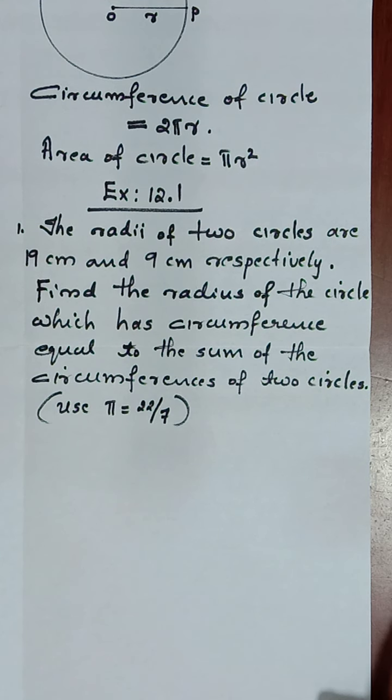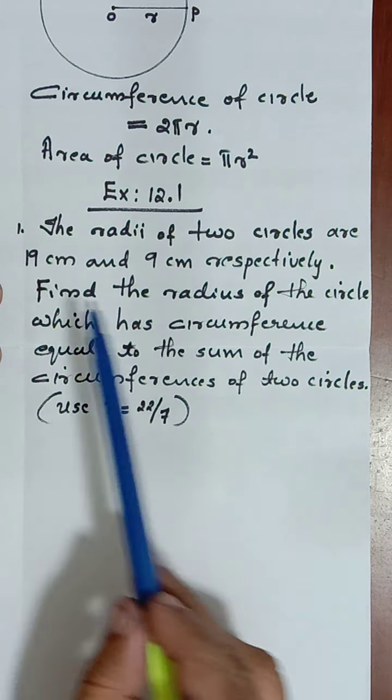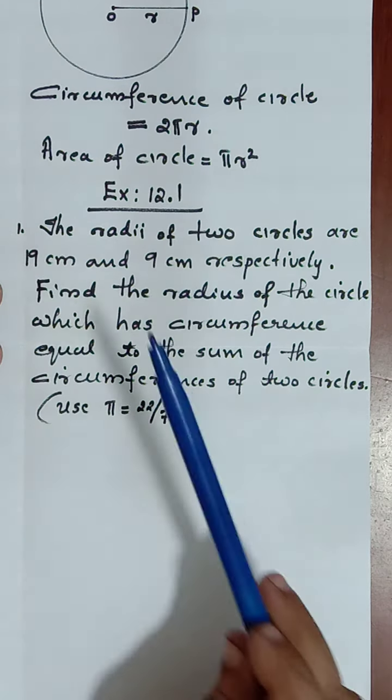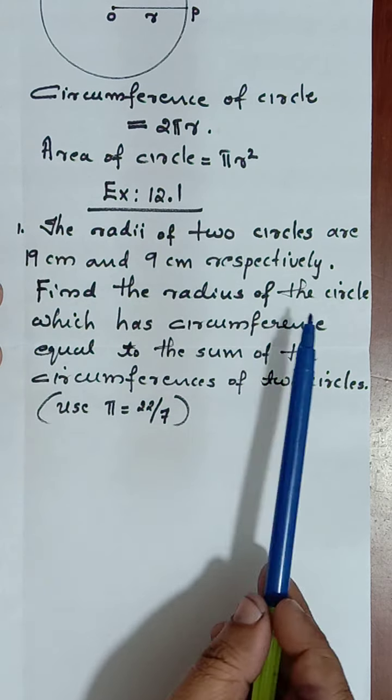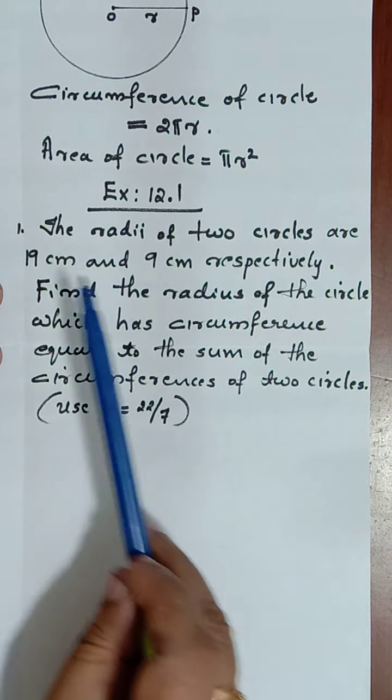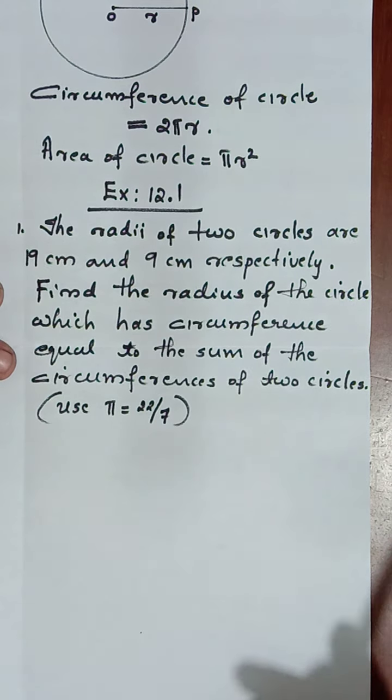Let us move on to exercise. Exercise 12.1, first question. The radii of two circles are 19 centimeter and 9 centimeter respectively. Find the radius of circle which has circumference equal to sum of the circumferences of two circles. Here we have got two circles. One circle is having radius 9 centimeter and the other is having radius 19 centimeter.